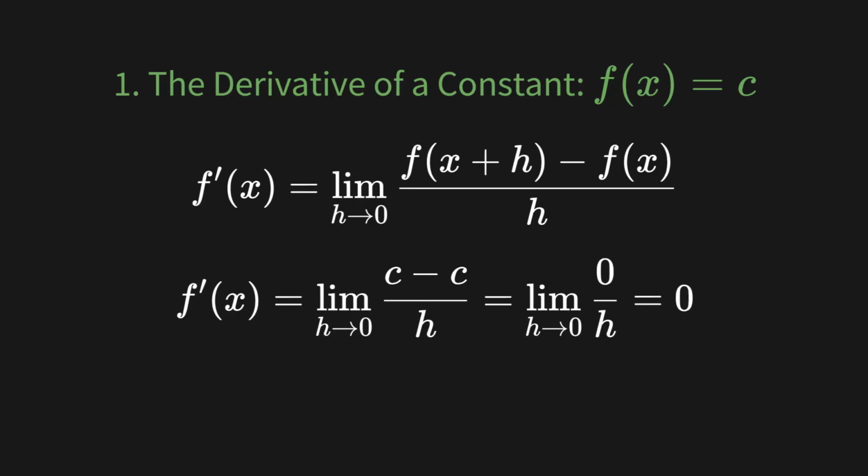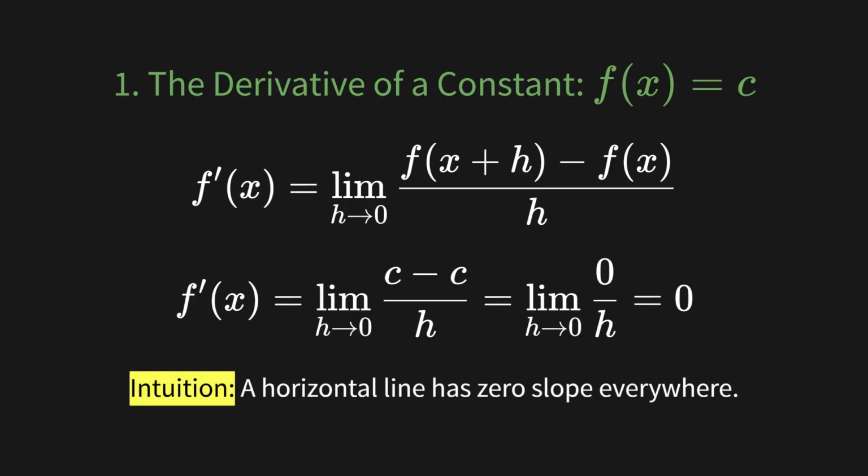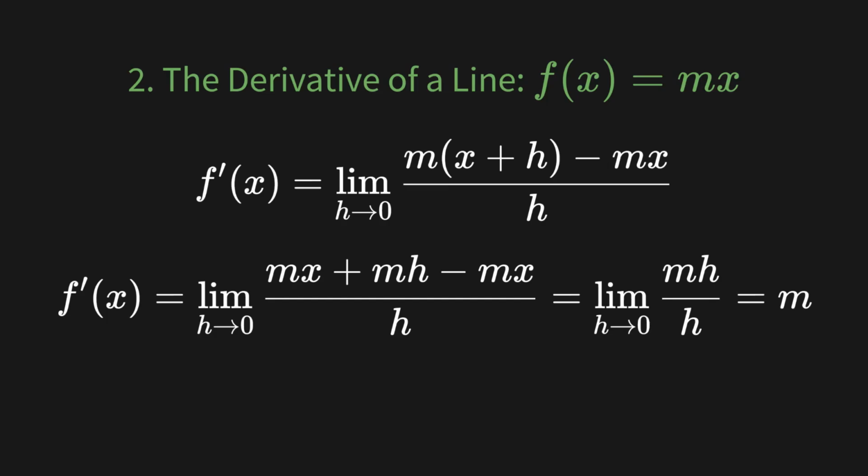First up, the derivative of a constant. That's a function like f of x equals c. The formal proof is right here. We take the limit as h approaches 0 of f of x plus h minus f of x all over h. Well, f of anything is just c, so this becomes the limit of c minus c over h, which is the limit of 0 over h, which is just 0. The intuition? A horizontal line has zero slope everywhere. Simple as that.